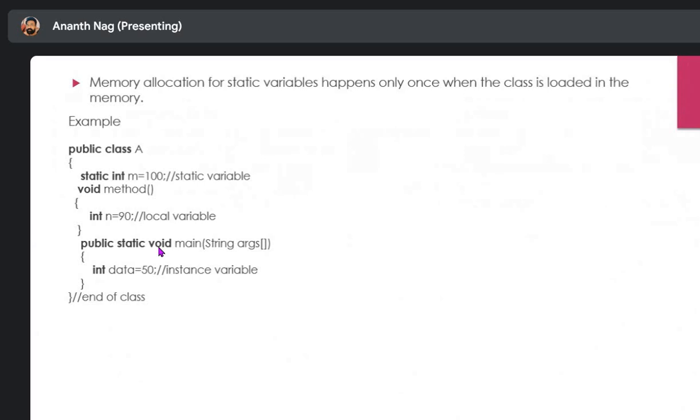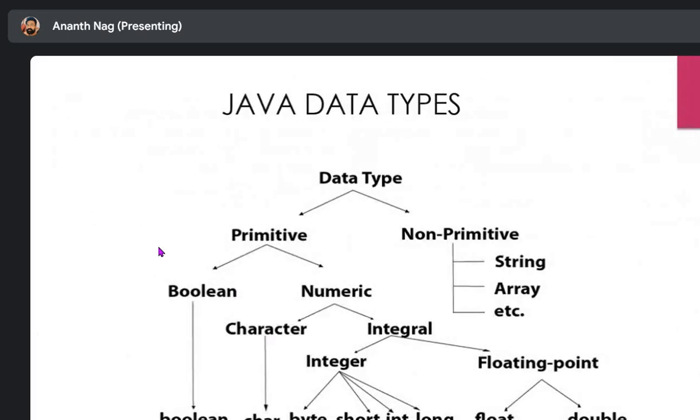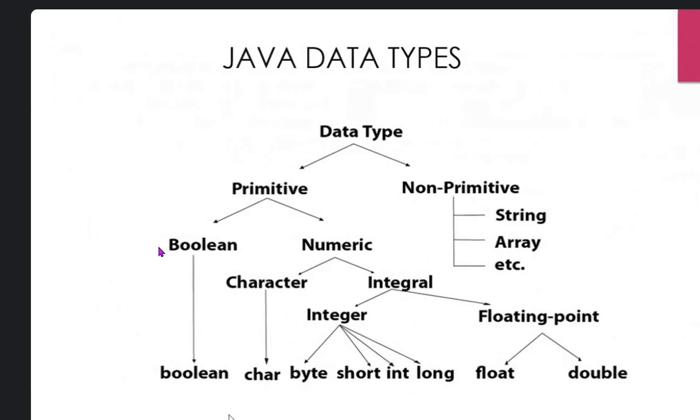Okay, so you are going to move on to the next slide. Go ahead. So this one is Java data types. In Java data types, we have two types: primitive and non-primitive. Again in primitive we have Boolean and numeric, and in non-primitive we have arrays, strings, interfaces, classes, etc. In numeric we again have two types: character and integer. Let me add one point here.